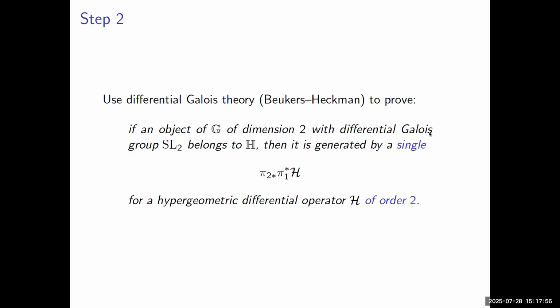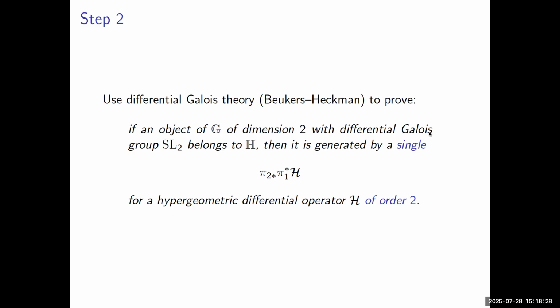So in principle, an object in a Tannakian category generated by something is a bit of a complicated thing. So you need to take several objects, do a tensor construction, take duals, direct factors, and so on. And the second step says that it's actually not necessary to do any of this. So this relies on differential Galois theory. Here is the computation of the differential Galois groups of hypergeometric equations by Beukers and Heckman.